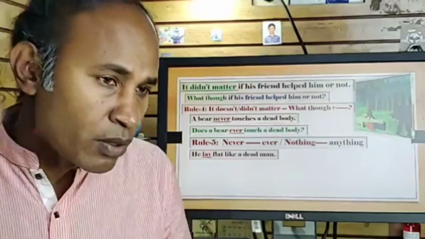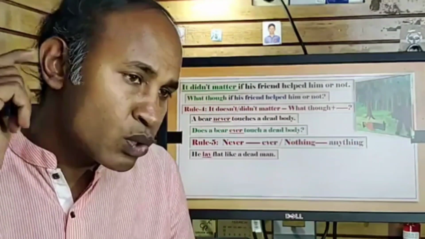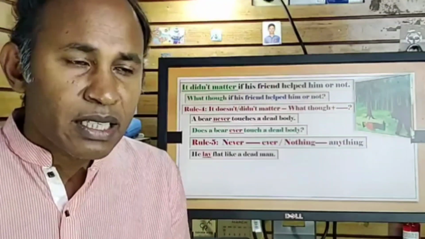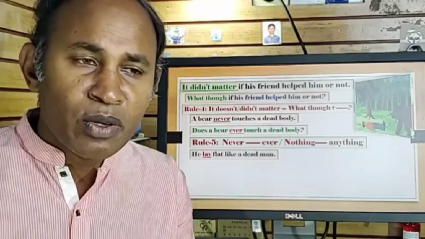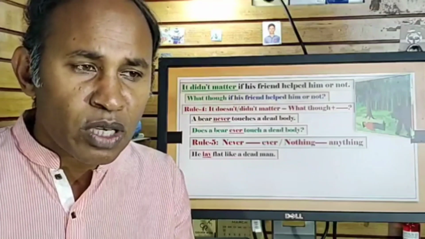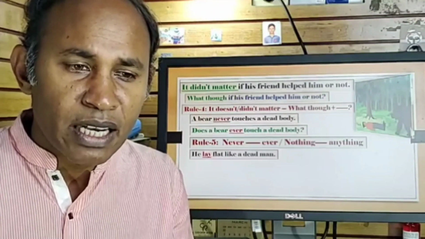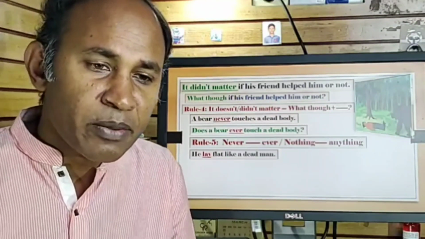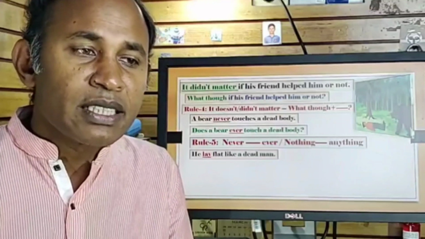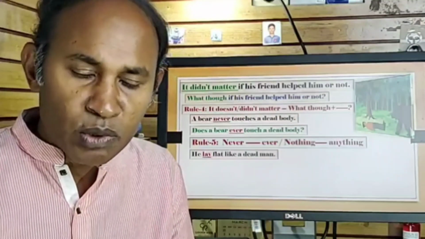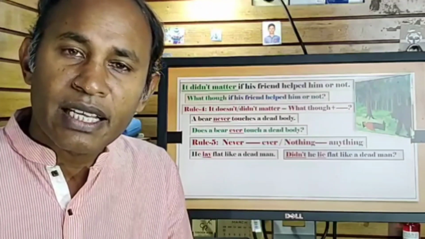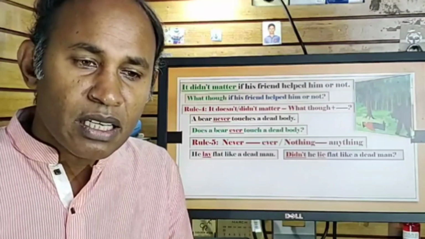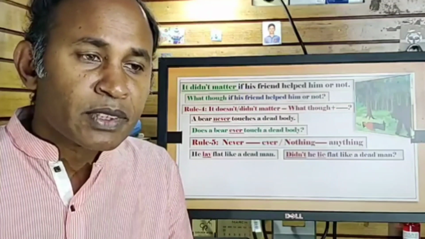Past tense, yes, you can understand that. So simply there is no clue, like here there is no "use", no "it didn't matter", no "everybody, everyone, all", no "nobody, no one, none", no "never", no "nothing". That's why simply you have to make it negative interrogative, and your answer is correct. So: didn't he lie flat like a dead man?